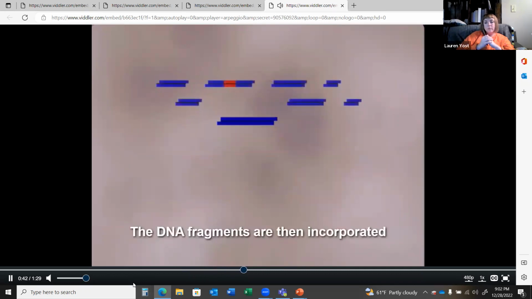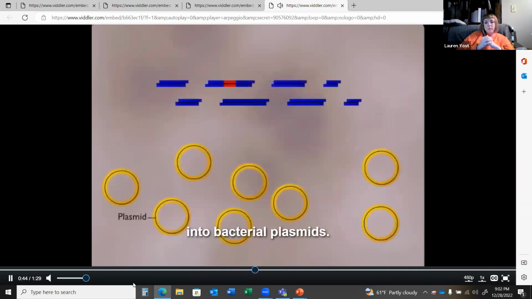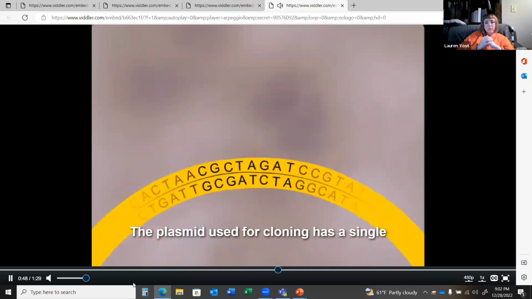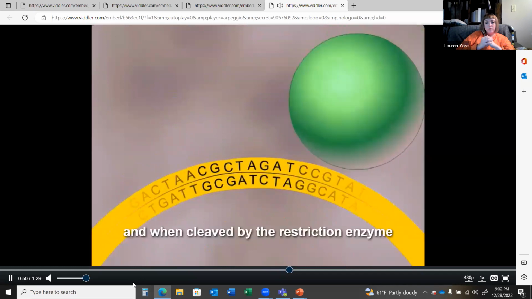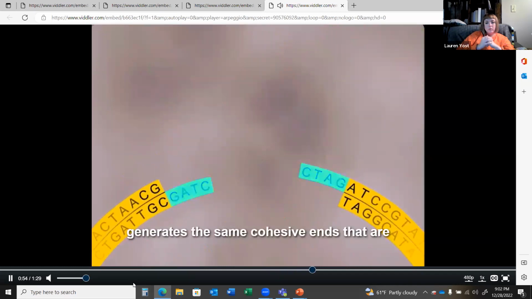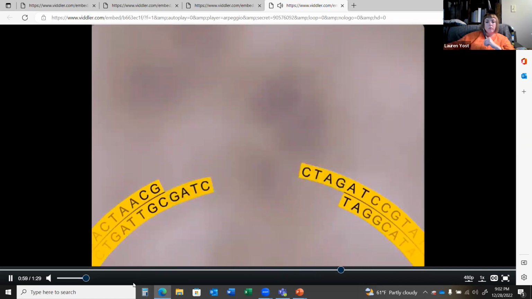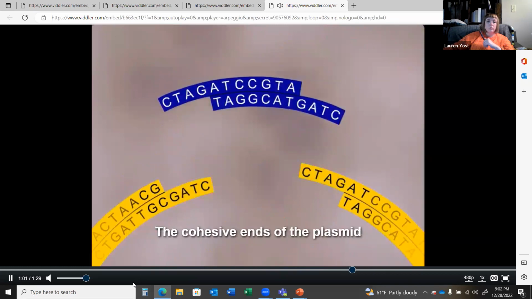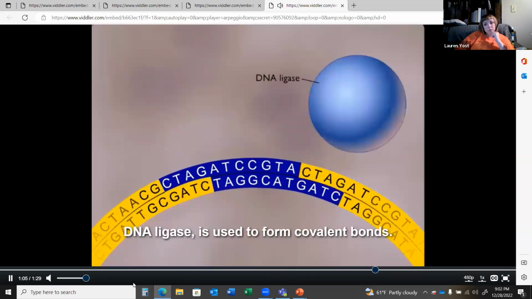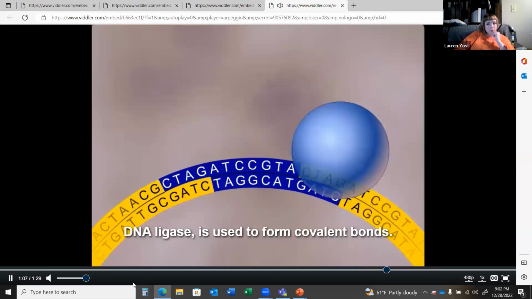The DNA fragments are then incorporated into bacterial plasmids. The plasmid used for cloning has a single restriction site, and when cleaved by the restriction enzyme, generates the same cohesive ends that are in the fragments of the DNA to be cloned. The cohesive ends of the plasmid and DNA fragments now line up, and the enzyme DNA ligase is used to form covalent bonds.